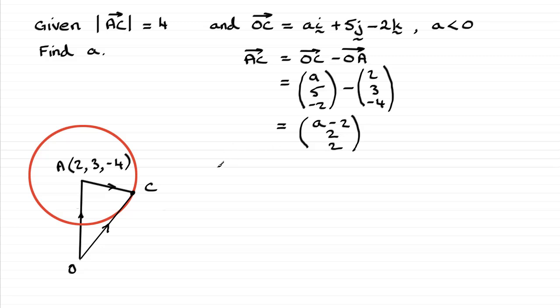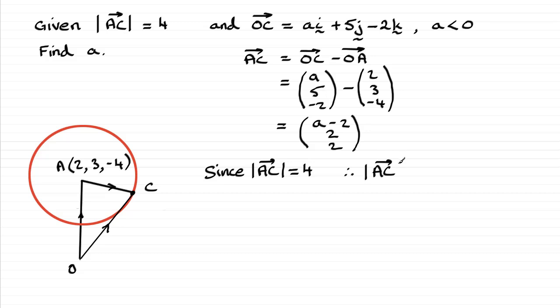Now we start to use this result here, the modulus one. So I'm just going to write in here again that since the modulus of A to C equals 4 units, using Pythagoras' theorem, it would be the square root of all of A minus 2 squared plus 2 squared plus 2 squared equals 4. But what I'm going to do is square both sides of my equation. It just avoids using the square root sign, okay?